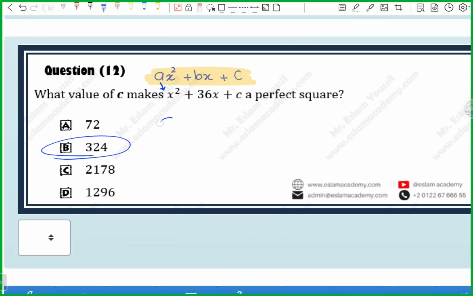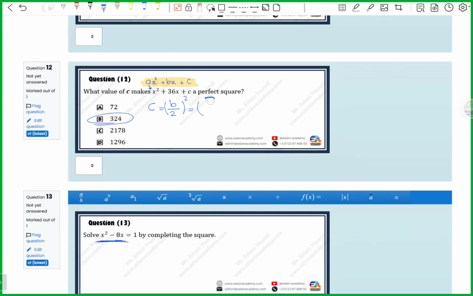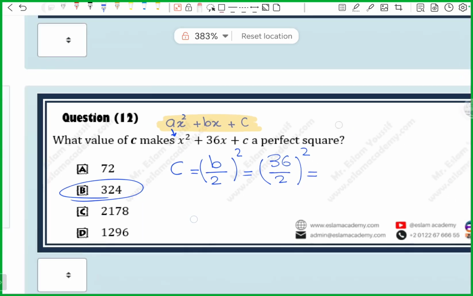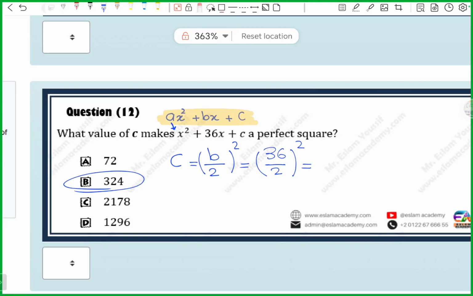What is the formula to find C? (b/2)^2. What is the value of b? 36. Divided by 2, to the power 2. Use a calculator and tell me the answer. 324. Khalas, we finish.